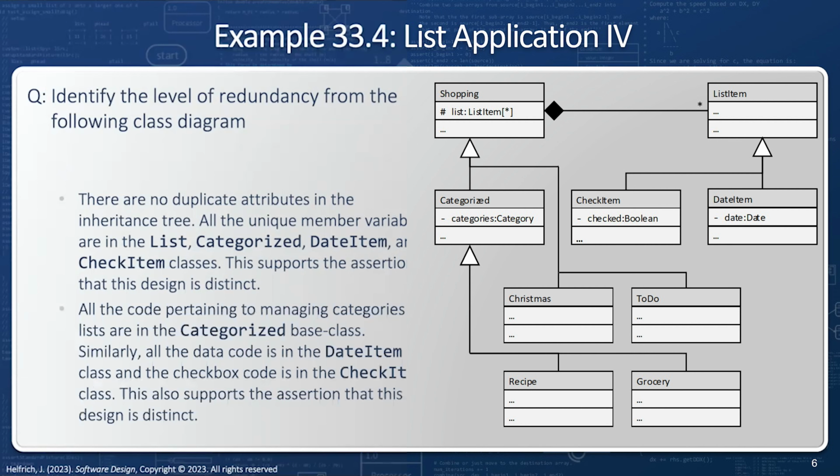All the code to manage categories is in the categorized base class. Similarly, all the date code is in the date item, and all the checkbox code is in the check item. This supports the assertion that this is a distinct level of redundancy.